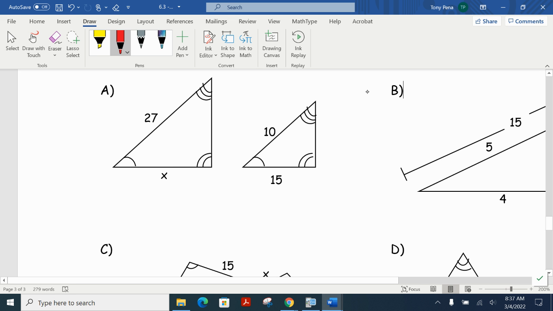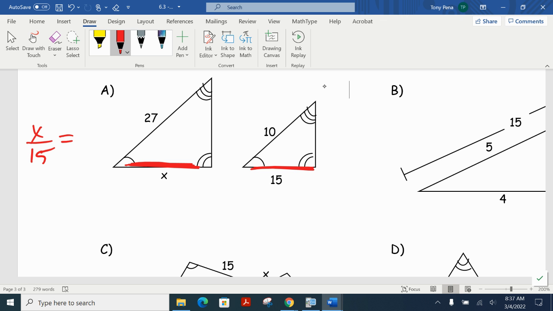Omar, how'd you set that one up? X over 10 equals 27 over 15. I mean, X over 15. Okay. So he did the x, and again, yours could look different. Depending on the order, depending on what you put in the numerator, denominator, if you go big to small, little to big, these can look different. But he took the bigger bottom, compared it to the smaller bottom. So we did x over 15.